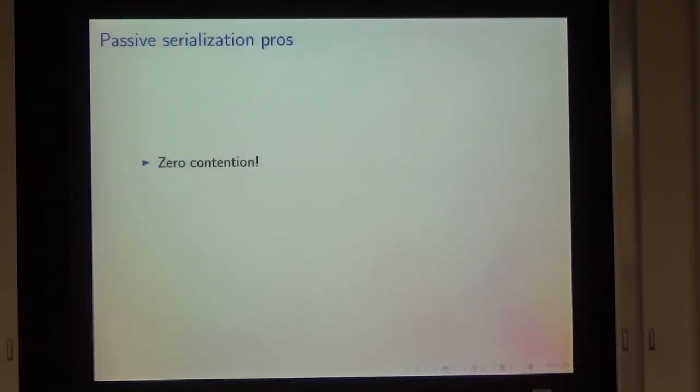Passive serialization is great because there's zero contention for readers. There can still be only one writer and only one destroyer at a given time, but zero contention for readers. You don't have to write anything to read.